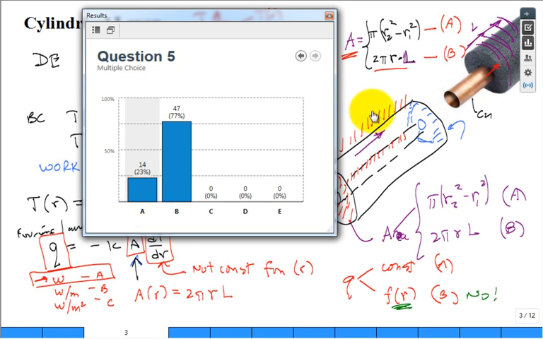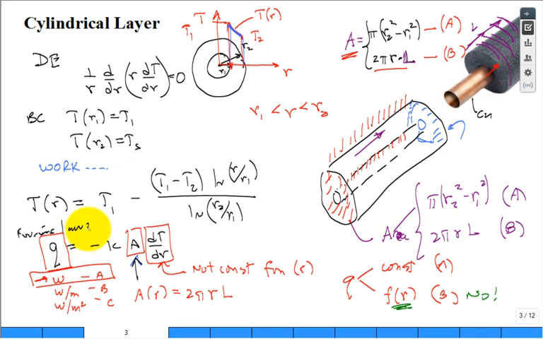So if this is a constant right here, and area is not a constant, then this dT/dr is not a constant, but the product of area times dT/dr has to be a constant. K is a constant, right? We're not changing the material. It's constant, uniform conductivity of the material, all right?